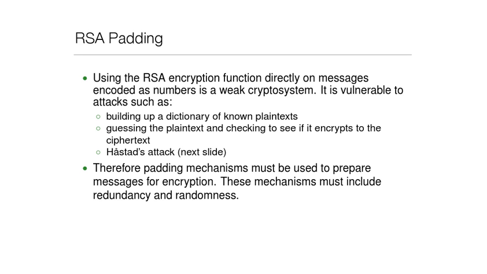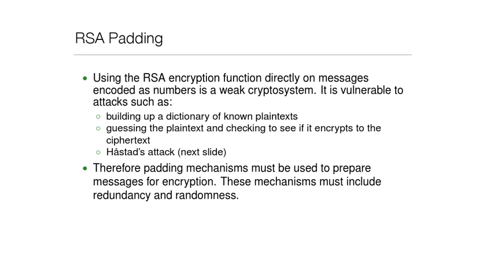So using that dictionary, once he sees a ciphertext, he can think, okay, according to the dictionary, this ciphertext matches this plain text given that the key is this. So it is possible. So building up a dictionary of plain text and guessing the plain text and checking to see if it encrypts to the ciphertext, and Håstad's attack. Håstad's attack we discuss in the next slide. So therefore, a padding mechanism must be used to prepare messages for encryption.